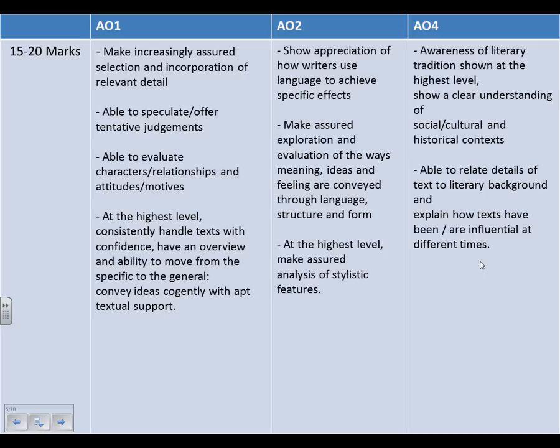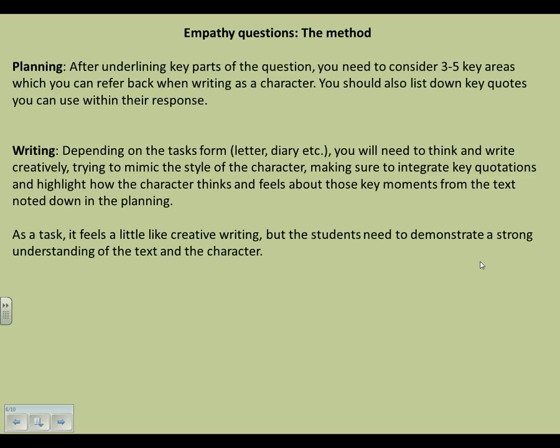But let's look at the technique, shall we, the method. Again, you're more than welcome to pause this video at any point to note this down. Indeed, I recommend that you do so. Two areas of our method here: planning, which is absolutely key to achieving A star, and the writing.